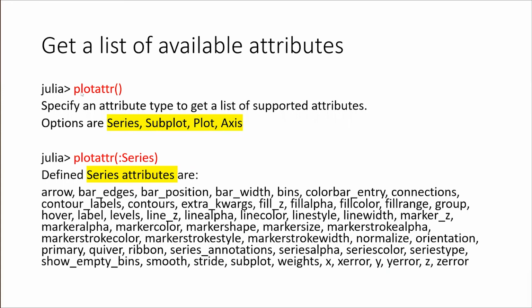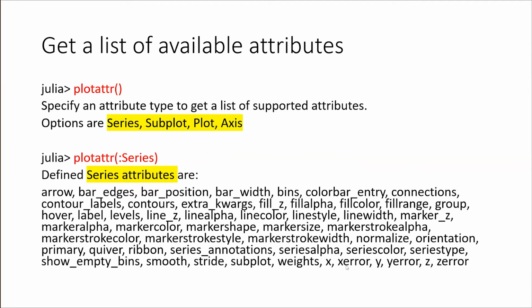And in the Julia command prompt, if you run plot attr, it will show you that it has 4 broad categories. To look at the available attributes within each category, you have to put the category name into this function called plot attributes. But you notice that you have to put the colon, because this function accepts the attribute name as a symbol. Symbol is Julia-specific terminology. So basically just put the colon and then the name. In this case, the series attribute group has so many attributes, right?